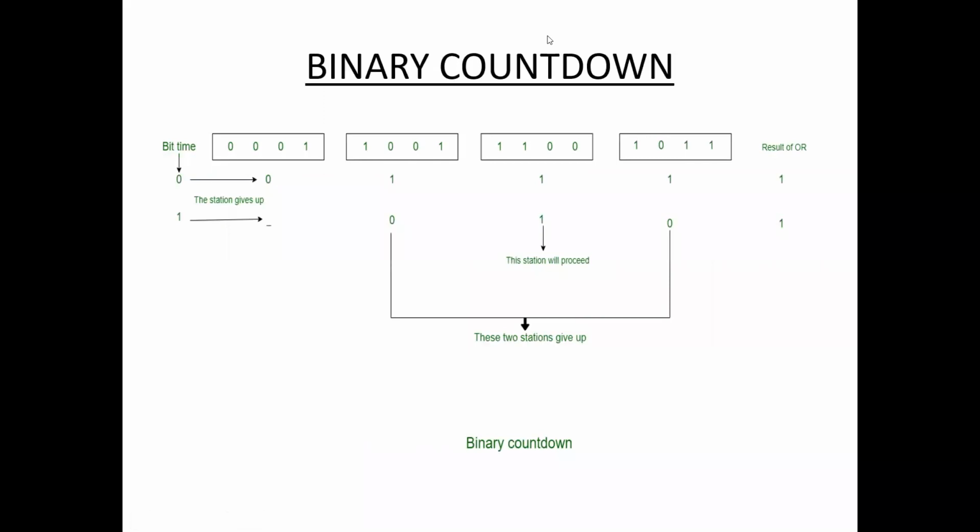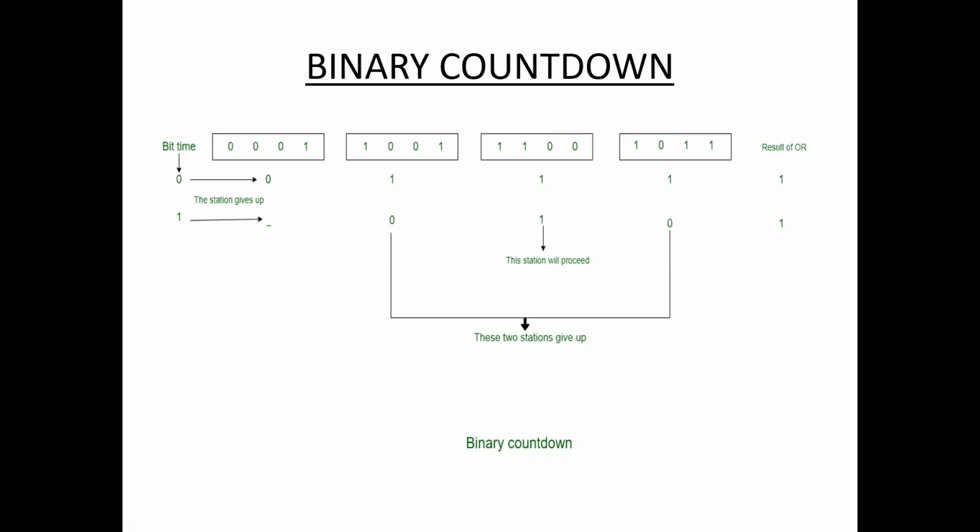Next one, binary countdown. Here we first take the binary addresses of the different stations: 0001, 1001, 1100, 1011. These are the four binary addresses of four different stations. Next we take the MSB, the first bit: here 0, and the others are 1. The first bit is the most significant bit, the high-order bit. These bits are ORed together: 0 OR 1 OR 1 OR 1, and the result of the OR operation is 1. Whenever the MSB is 1, those stations stay in the competition.